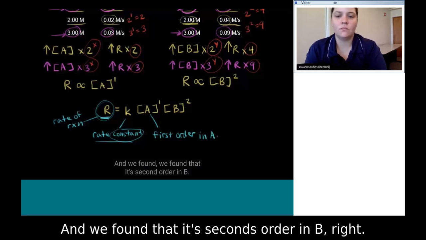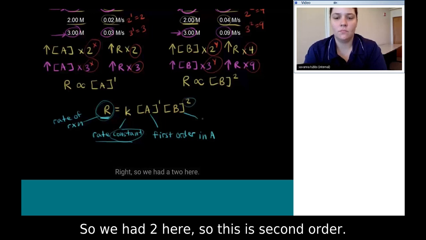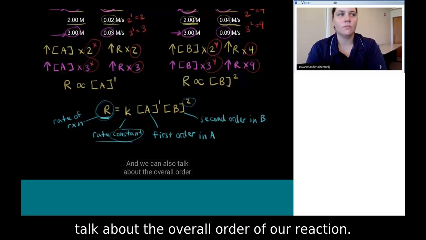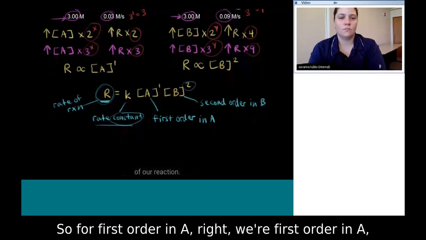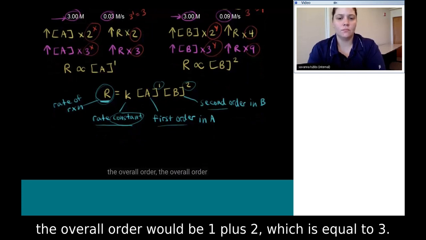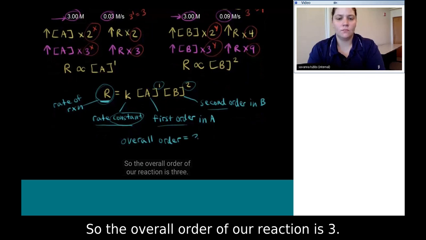And we found that it's second order in B, right? So we had a 2 here. So this is second order in B. And we can also talk about the overall order of our reaction. So for first order in A and second order in B, the overall order would be 1 plus 2, which is equal to 3. So the overall order of our reaction is 3.